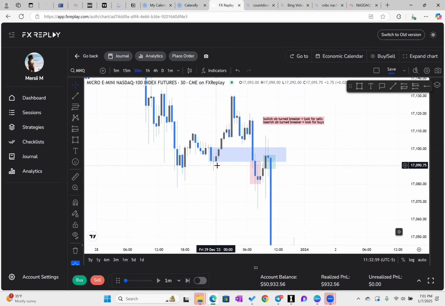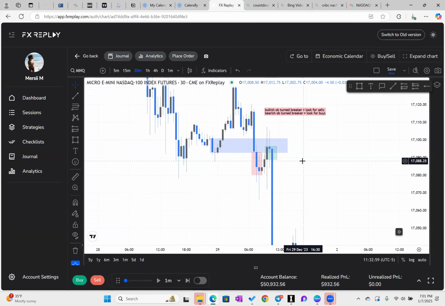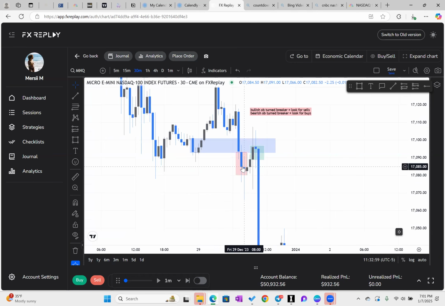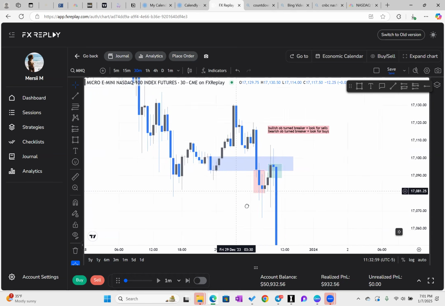So this was a bullish order block. At first, we were looking for buys, but as soon as price closed below it, it let us know that the order block is not respected and to watch for possible sell entries. And as you can see, it rejected the area multiple times for sell entries.